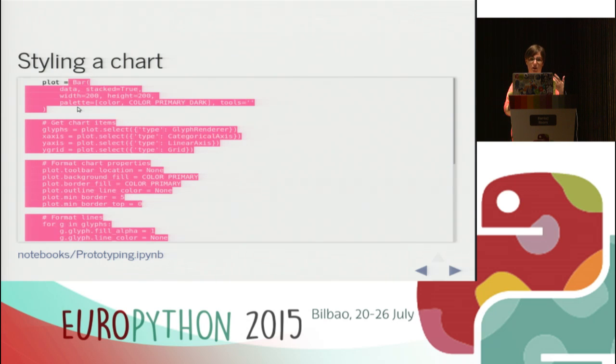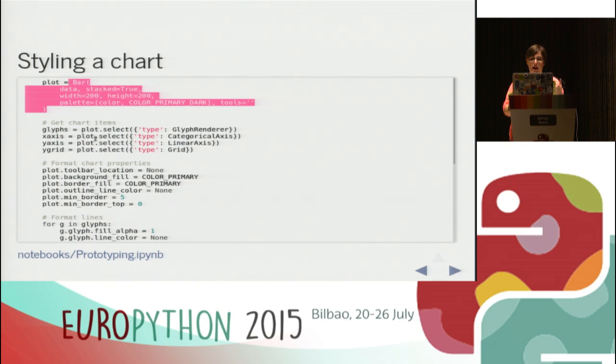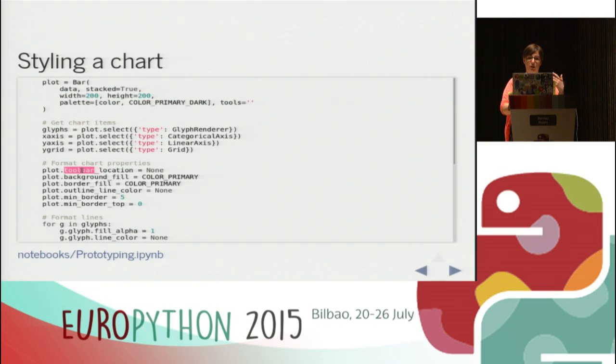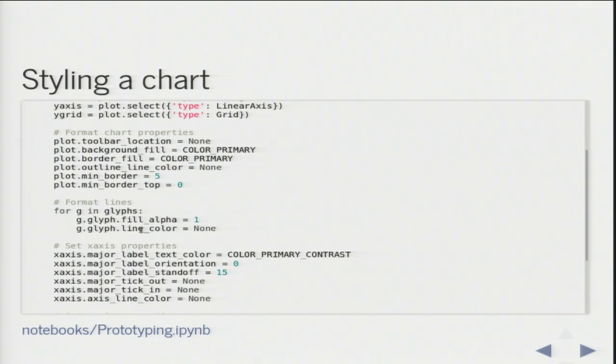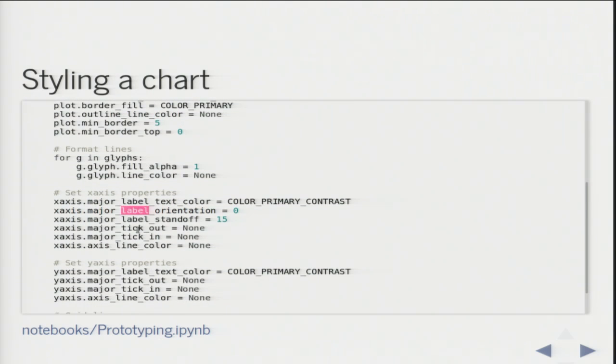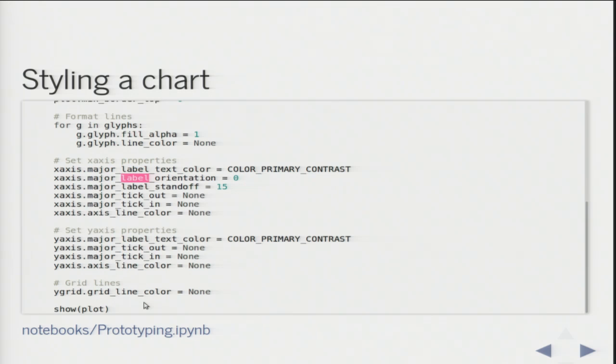this is us making a bar chart, just like we did earlier. And once we've got that, we can then just start to set all of the attributes, the toolbar location, the background fill, the outline, and so on. We go and we grab the glyphs, and we can specify their fill color and line color. And we set the attributes, and then finally we show it, and it looks gorgeous.